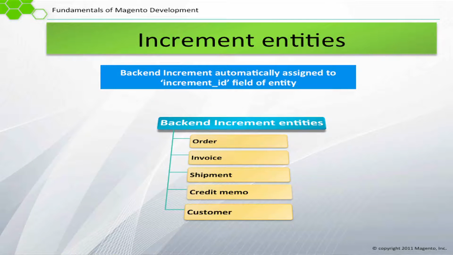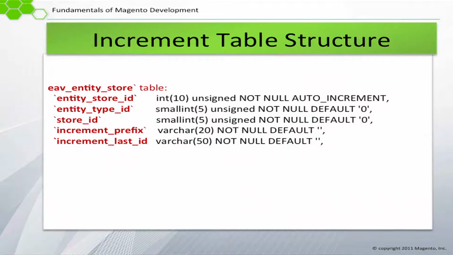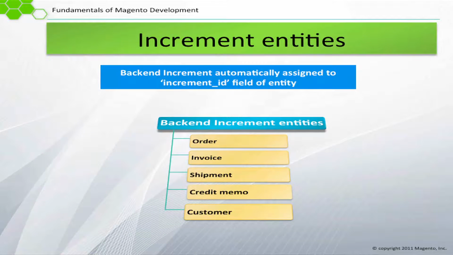Increments, like order IDs, for example. Those operate through these increment models. And you can find that information in EAV Entity Store. So yeah, it's certainly possible to customize those order numbers.